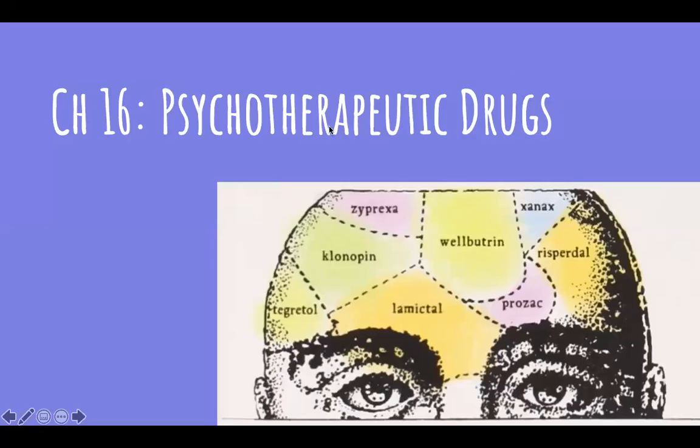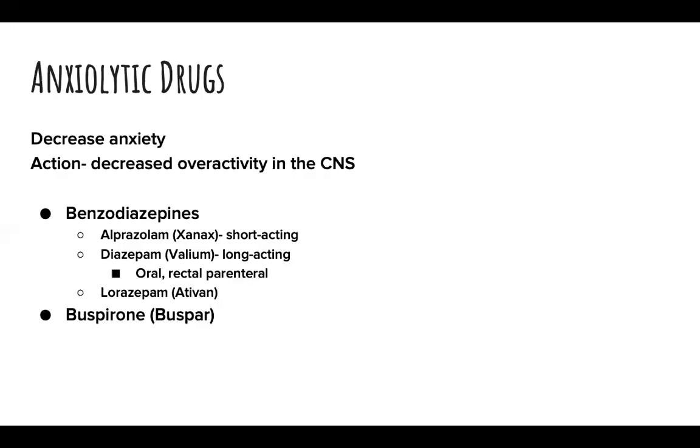We're going to review Chapter 16, Psychotherapeutic Drugs. So we're going to discuss anxiolytic drugs, we'll discuss antidepressants, antipsychotics, and mood stabilizers today. And anxiolytic drugs specifically are drugs to decrease anxiety. We have two specific types of classes for this. We have benzodiazepines and then other classes. So we'll discuss benzodiazepines and buspirone.